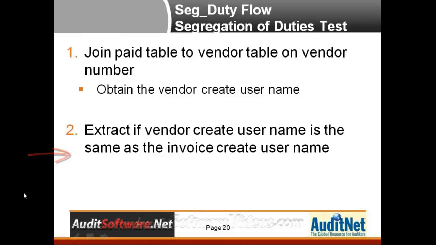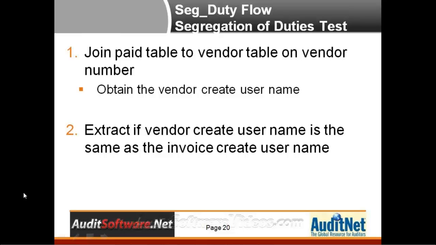Therefore, in the seg duty test, we're looking for situations where the vendor create user is the same as the invoice create user. And that's a segregation of duty issue because a person could create a phony vendor and then they could create the invoice for that vendor and pay themselves and no one would know. So we like to look at this test.